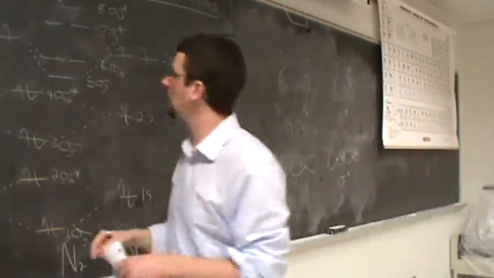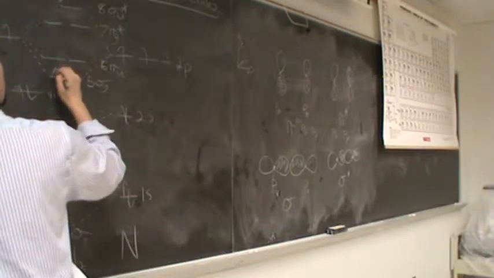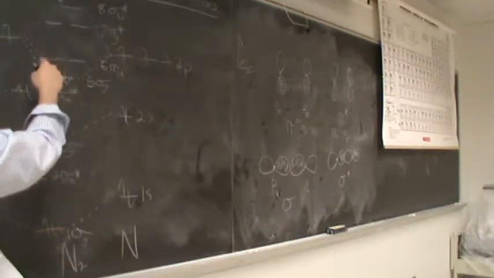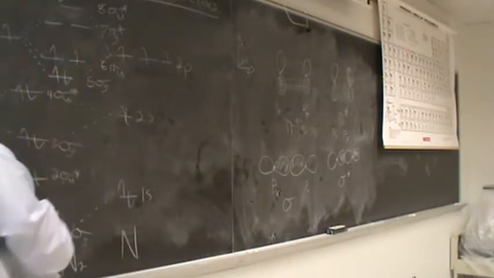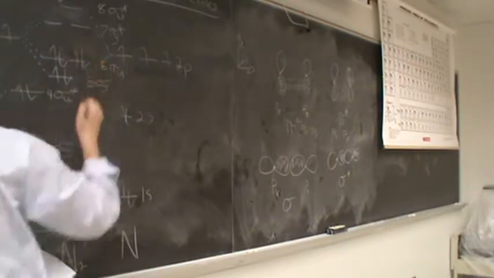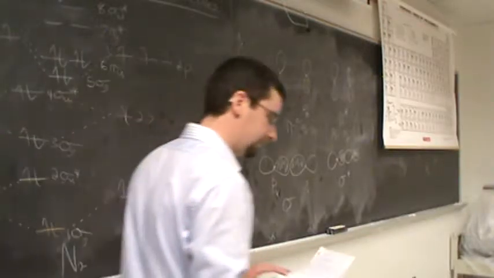Okay, now let's start tossing in electrons. How many more electrons do we need in our MOs? 6. So 1, 2, and remember these are degenerate, so you fill them at the same time. 3, 4, 5, 6. Okay, let's calculate the bond order.